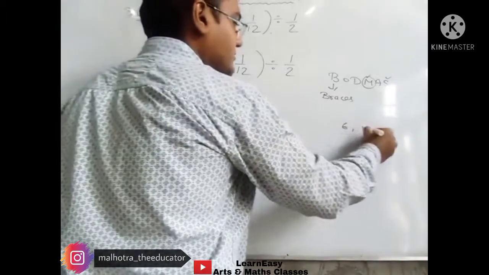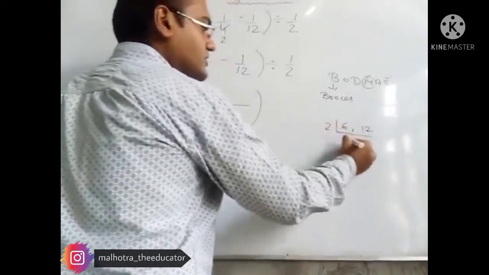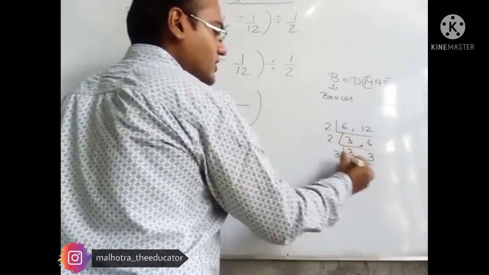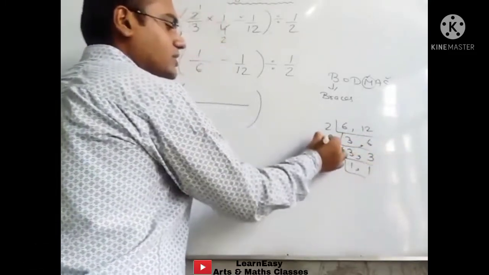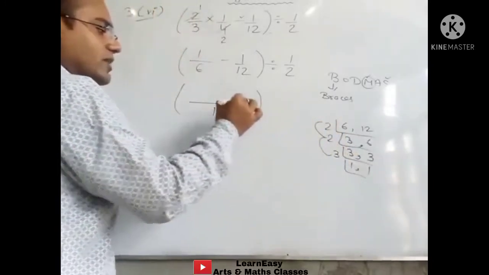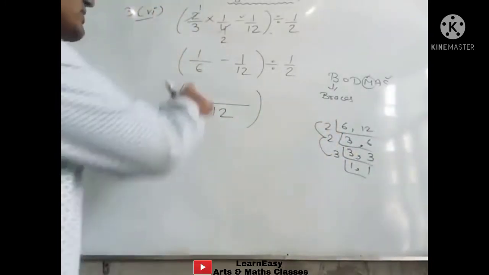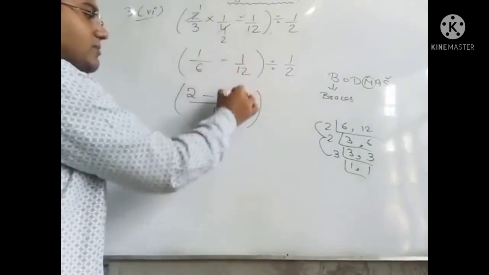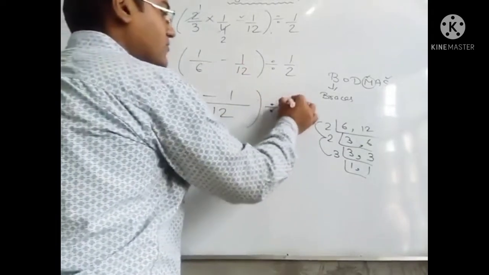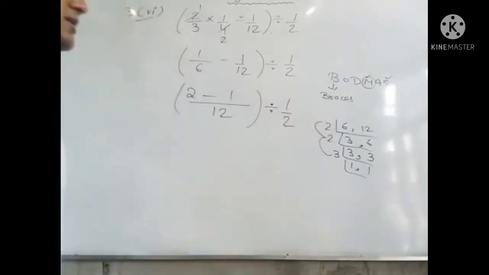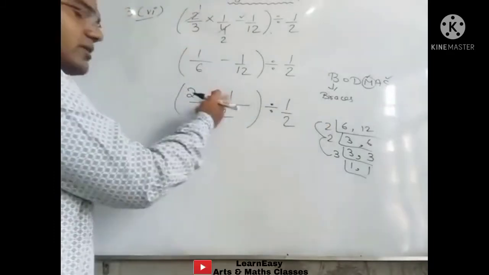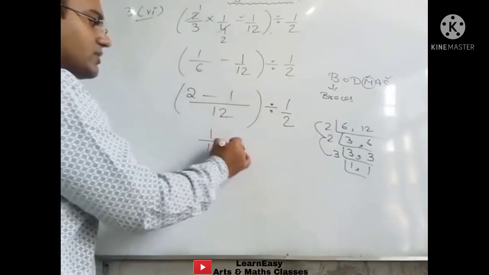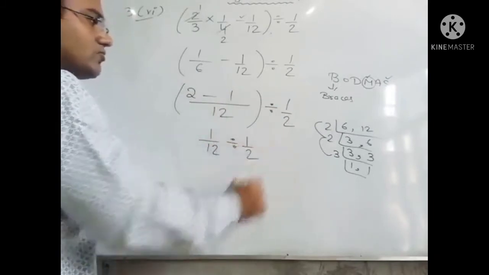If we take it here: 2 threes are 6, 2 sixes are 12, 2 threes are 6, 3 ones are 3. So LCM is coming 12. 3 twos are 6, 6 twos are 12. So here we will write 12 under the denominator. 6 twos are 12, 2 multiply 1 will be 2, minus, 12 ones are 12, 1 multiply 1 will become 1, divided by 1/2. Now in the next step what we will do? We will subtract them. 2 minus 1 will be 1/12, divided by 1/2.